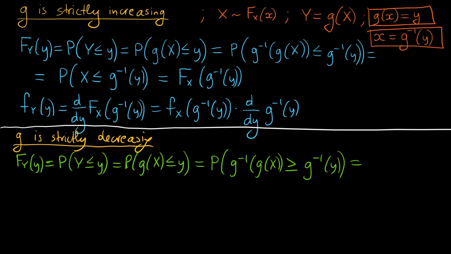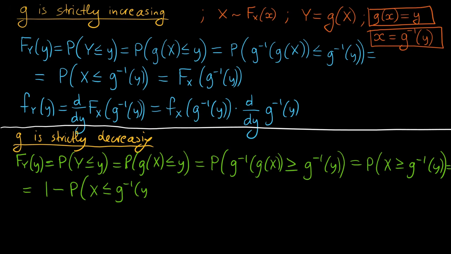And that is equal to the probability that x is greater than or equal to g inverse of y. And that can be expressed as 1 minus the probability that x is less than or equal to g inverse of y. And that's 1 minus the CDF of x evaluated at g inverse of y.